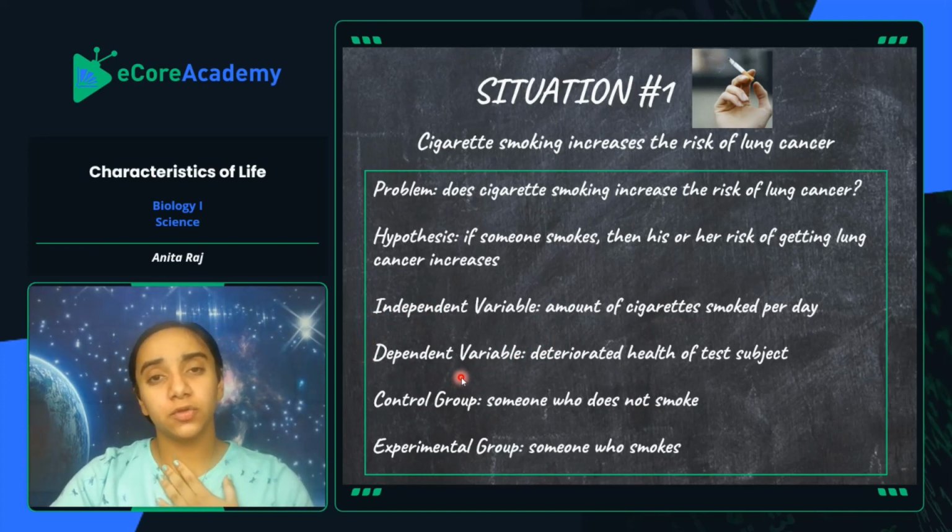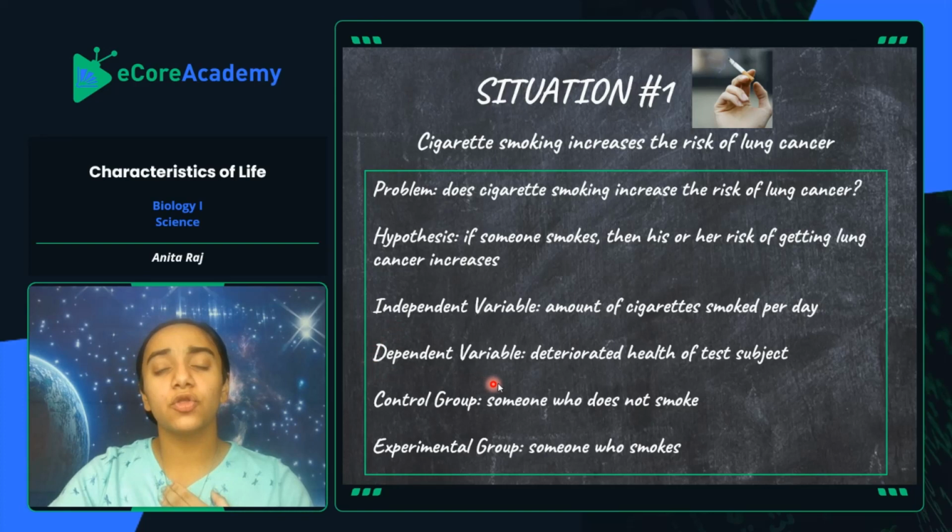So while we can control the independent variable, we cannot control the result of our actions. Think of it that way. We can perform these actions, but we can't control what happens in response. So the dependent variable is going to be the deteriorated health of the test subject.